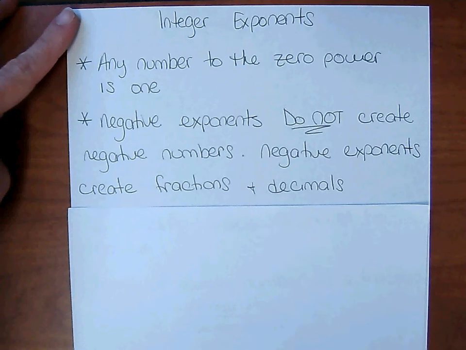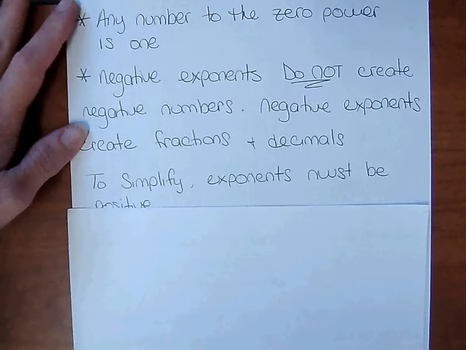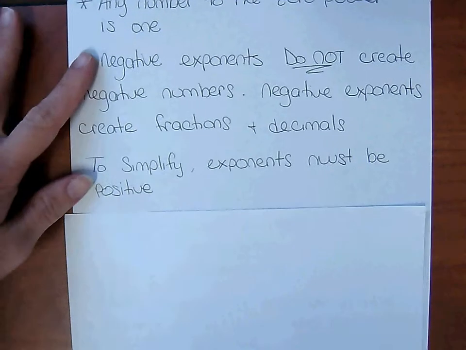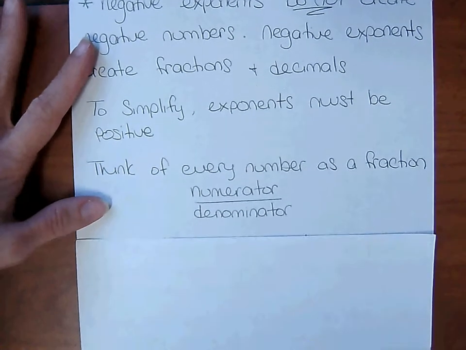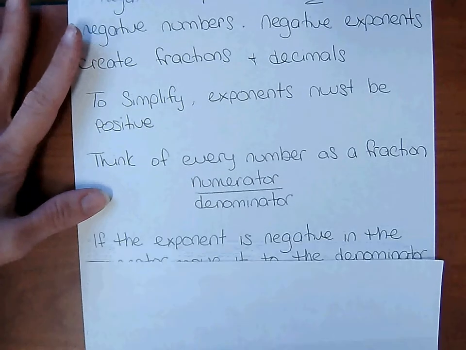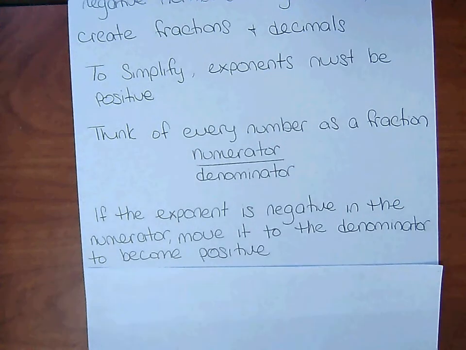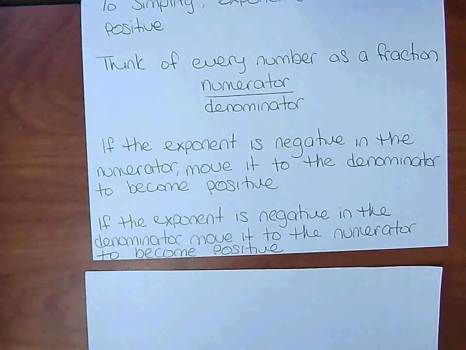So when a number is raised to a negative power, you're going to end up with a small number, a decimal or a fraction. To simplify, exponents must be positive. So what you need to do is think of every number as a fraction with a numerator and a denominator. If the exponent is negative in the numerator, you need to move it to the denominator to become positive, and vice versa. If the exponent is negative in the denominator, move it to the numerator to become positive.